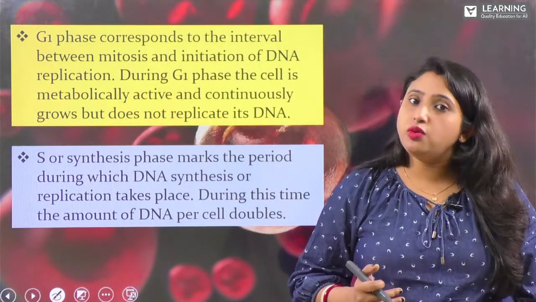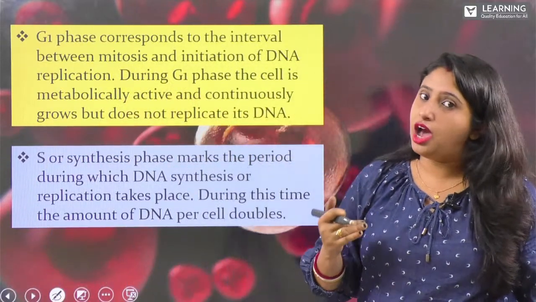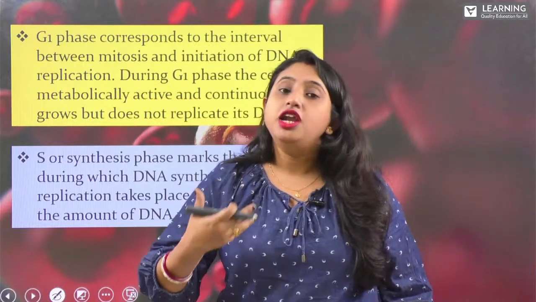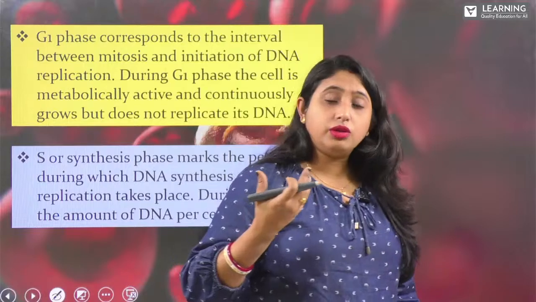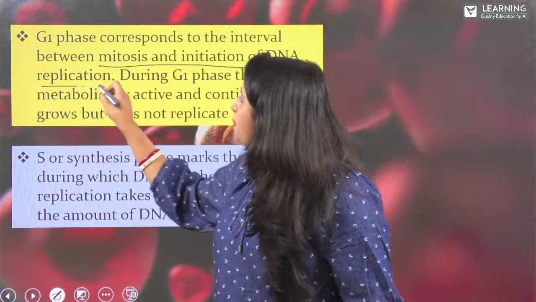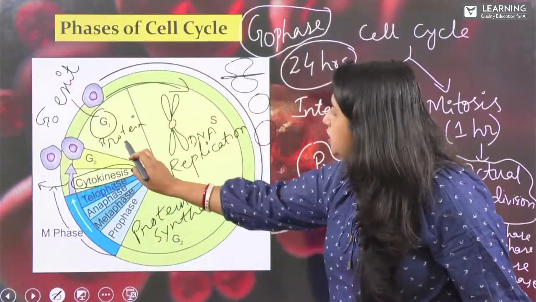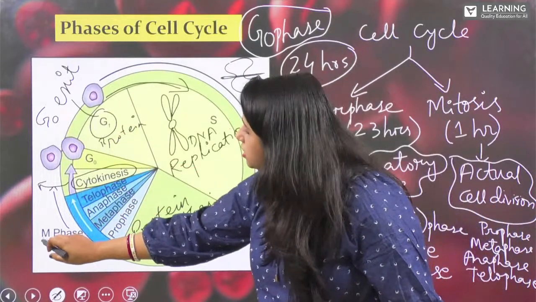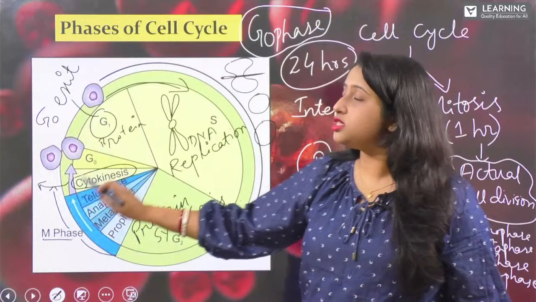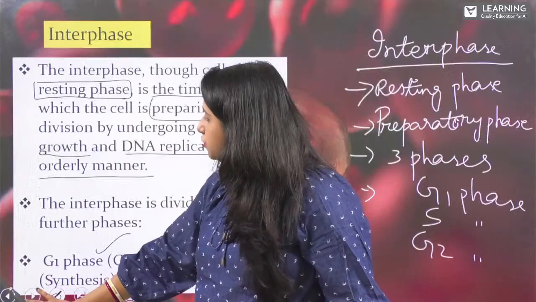Now let's move on to the G1 phase. As we know, G1 means gap 1 phase, right? In the gap 1 phase, what happens? Protein synthesis takes place, and it provides nutrition to the cell for growth and division. It is between mitosis and the initiation of DNA replication. As you can see, the G1 phase is between the M phase, that is mitosis, and the S phase. Similarly, the G2 phase is in between the S phase and the mitosis phase, right?